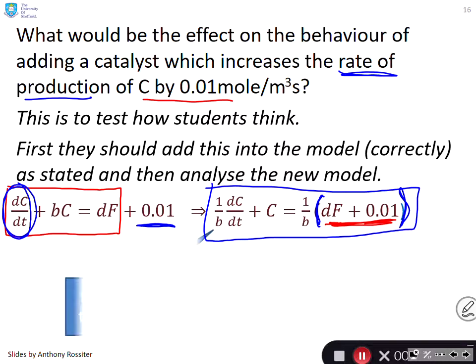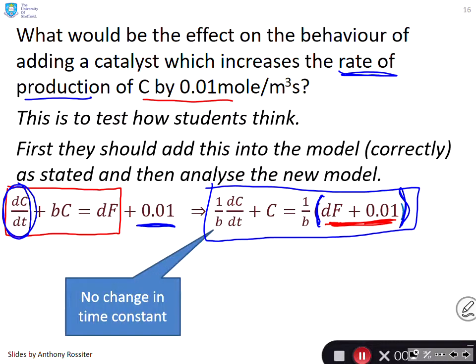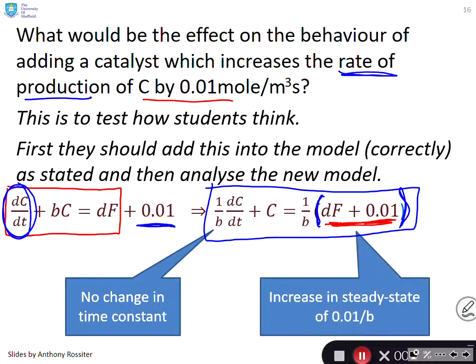So what can I see? There's no change in the time constant. Okay, I've got this equation in time constant form, and it's not affected by this 0.01 catalyst. So the time constant is not changed. However, the steady state has changed. The steady state increases by 0.01 divided by b.